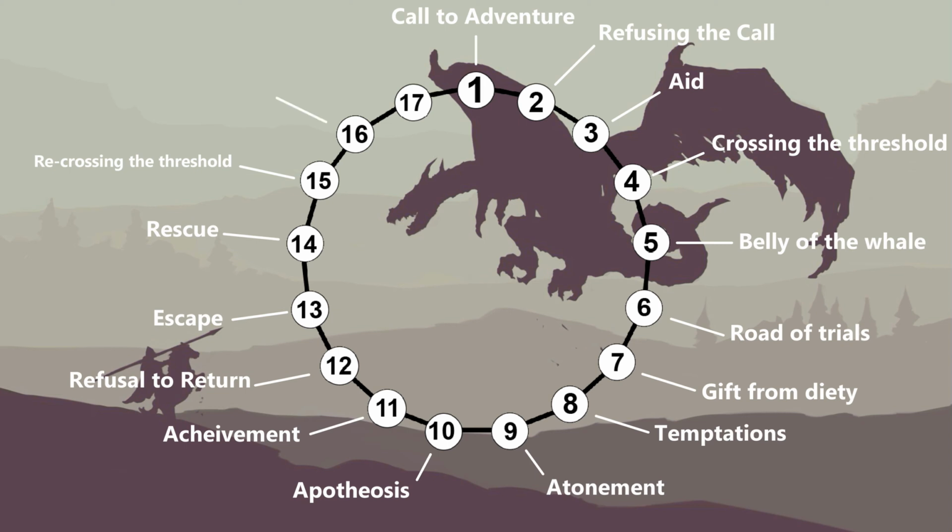16 has them be the master of two worlds, where they must reintegrate with their old life, reconcile how they've changed, and potentially decide how to share their new wisdom. And number 17 is the freedom to live, where they've overcome their initial fear, become a stronger person, and are now free to live as they like. That's just a very basic outline of what the 17 steps involve.